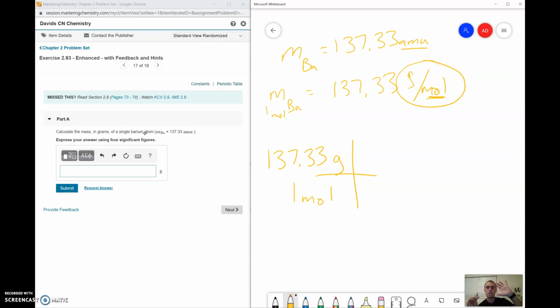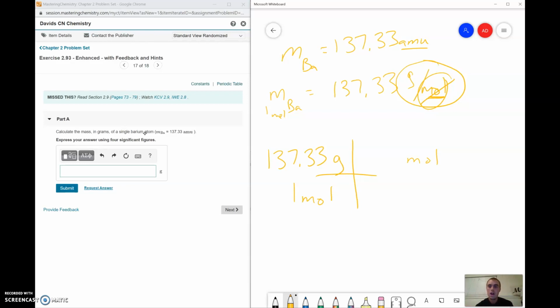Okay, so in the starting point of your track, you're going to have a unit on the top and a unit on the bottom. We need to get rid of this moles. So we need to be able to cancel this out because we want to be left with grams. How many grams for one single atom? Okay, so just like always, normally we cancel top to bottom, our units. This time we're going to cancel bottom to top. So we're going to put moles up here. Mathematically, it's going to be the same process. These units are going to cancel.